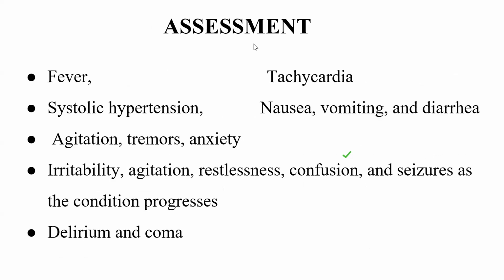What are the clinical manifestations? The first ones are fever, tachycardia, systolic hypertension, nausea, vomiting and diarrhea, agitation, tremors, anxiety, irritability. Their symptoms are similar to hyperthyroidism because it's just an extension. If the hyperthyroidism is not managed, then it can lead to thyroid storm. The patient could also have delirium or coma.